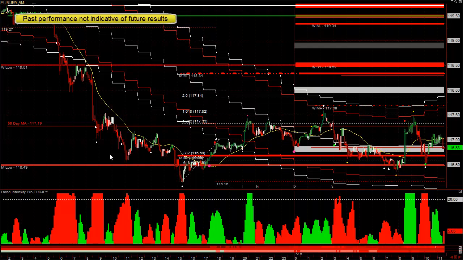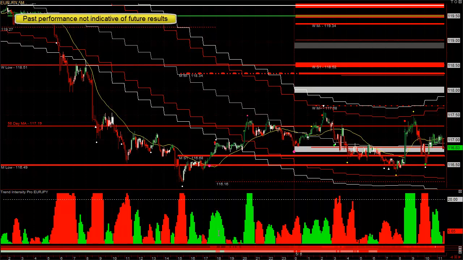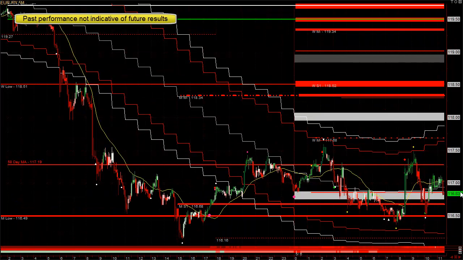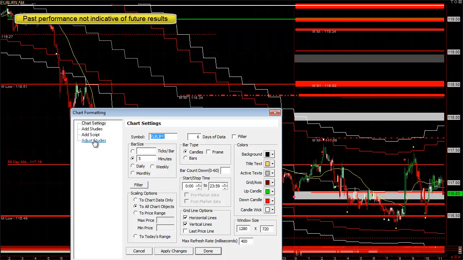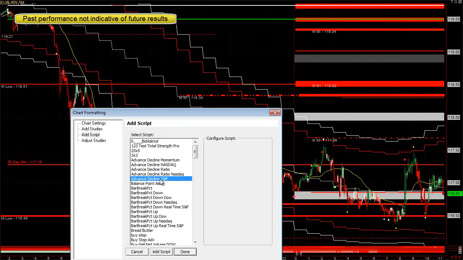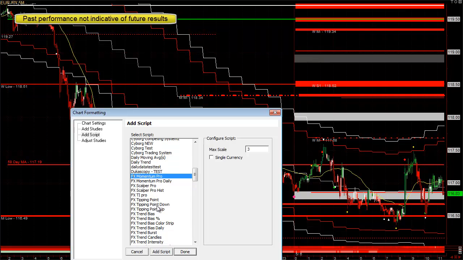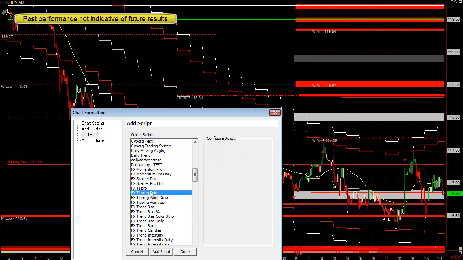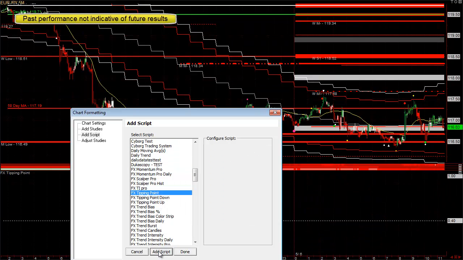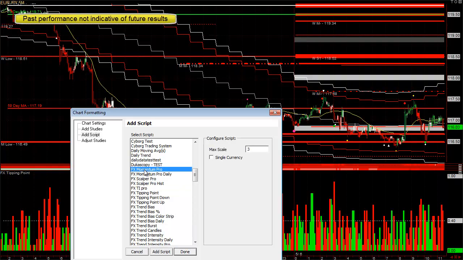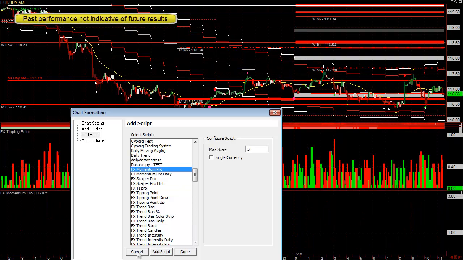The Elliott two-wave system is a pretty high winning percentage system, and I'm going to put on the Tipping Point and Momentum Pro to show you how that can increase your timing. And the best part I personally like about it is once you're in a trade, you pretty much know within 5 or 10 minutes if the trade's going to work or if the odds are improving for you or going against you.